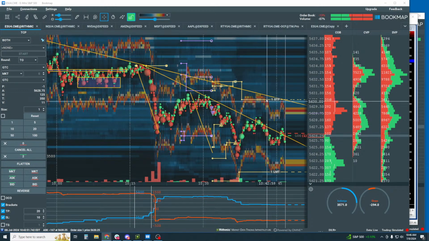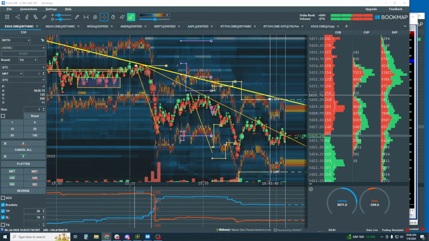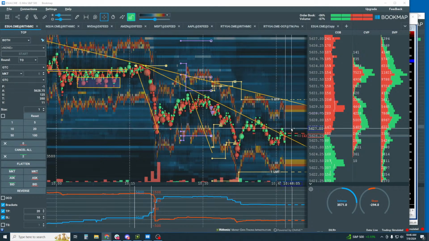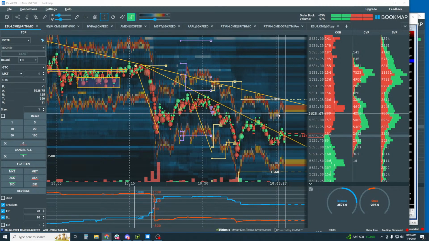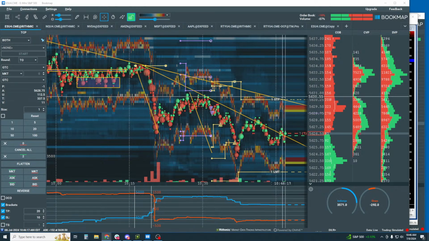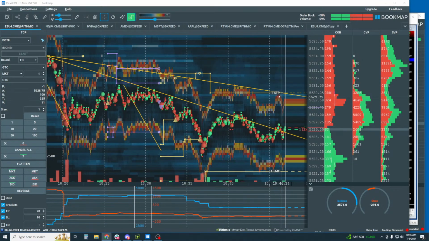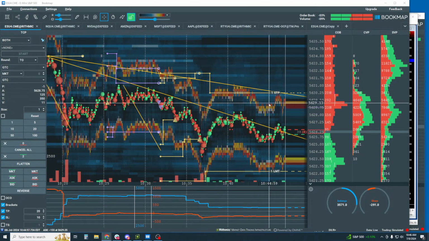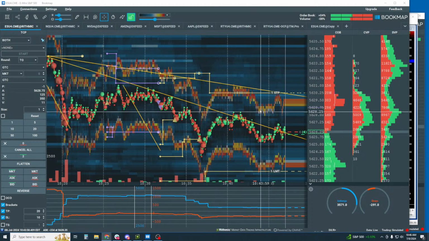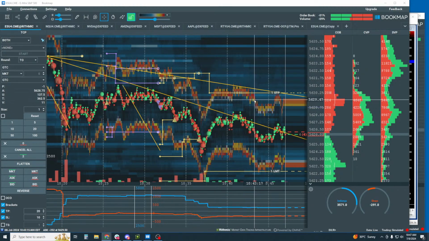But right now there's no reason to change our idea in here. Our criteria doesn't change, and there's no criteria to change our idea.